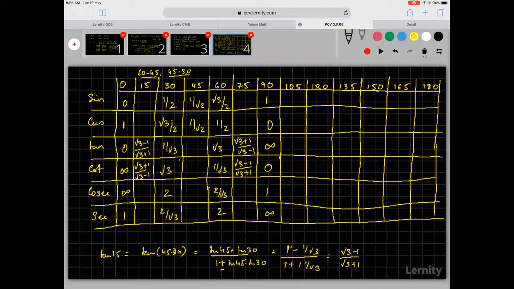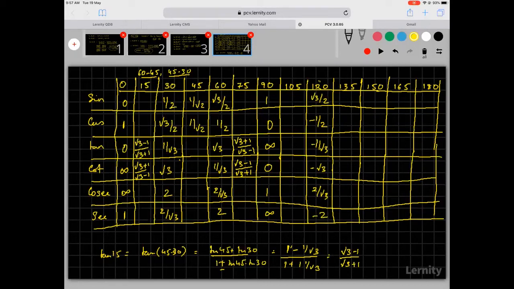Now let's look at it. Sine 120 will become sine 90 plus 30. So sine 90 plus 30 will become cos 30. Now cos 30 is how much? Cos 30 is root 3 by 2. So here this will be root 3 by 2. This will become minus sine 30, so minus 1 by 2. So tan will become minus 1 by root 3. Now cot will become minus root 3. Now cosecant is 1 by sine, so it is 2 by root 3. Now secant is minus 2.